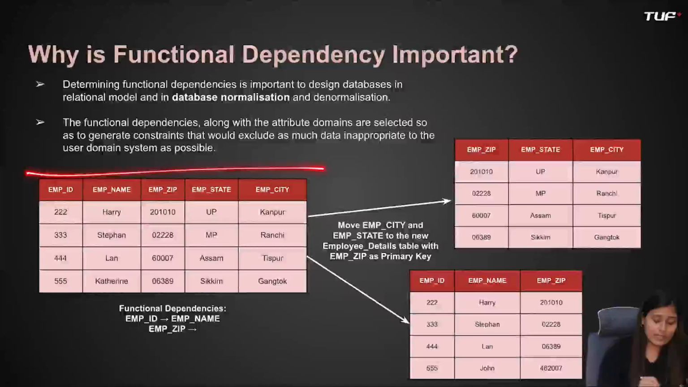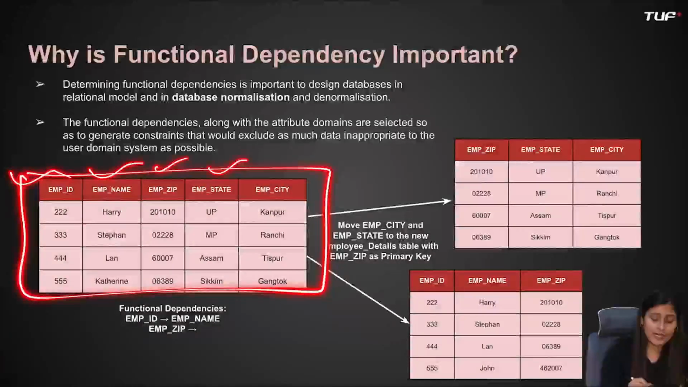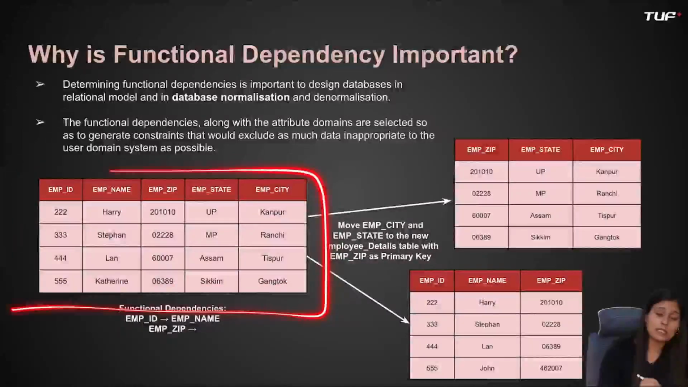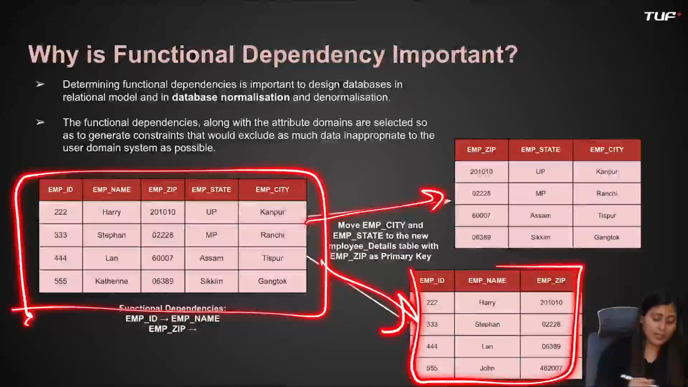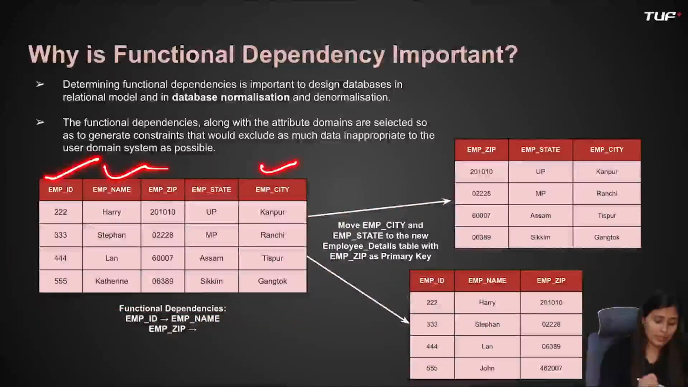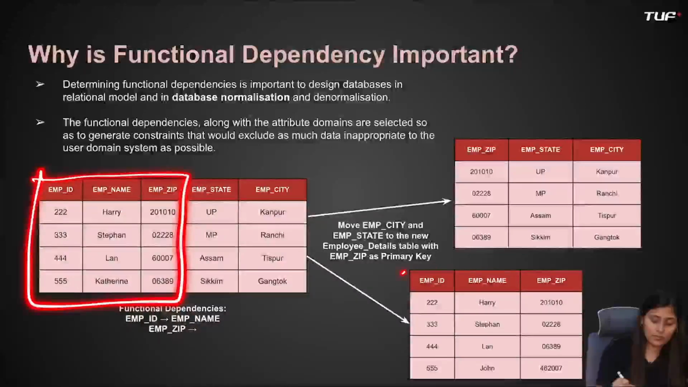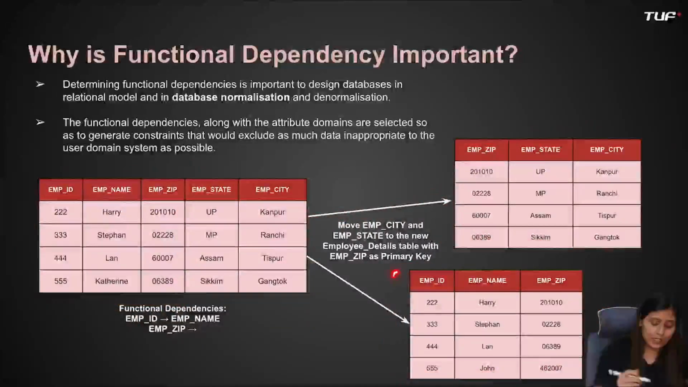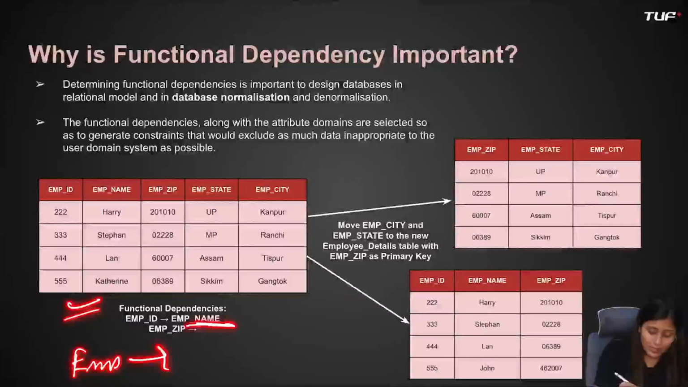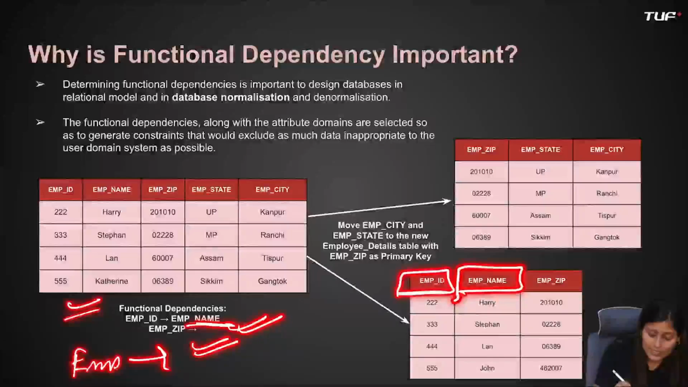Basically, you can see this table, right? Employee ID, name, zip, state and city. Instead of going with the larger table, we have divided it into two smaller ones. In one table we maintain employee ID, name and zip ID, and in another table we maintain zip ID, state and city, right? Here we have a functional dependency as employee ID defining employee name. With the help of employee ID, you can define employee name, right? And then again with the help of employee name, you can find the employee zip.